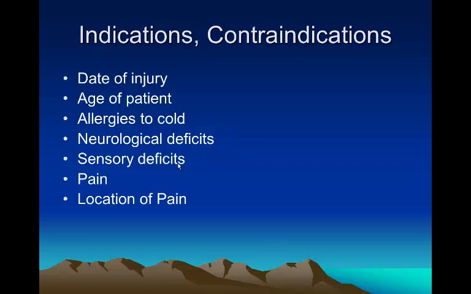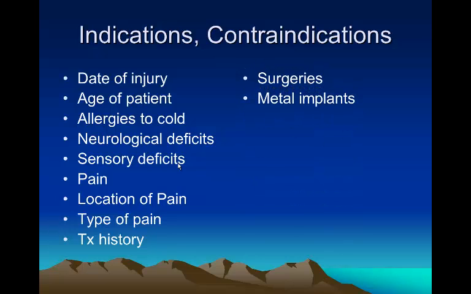Location of the pain. Are they having pain in their leg? Is that from a lumbar issue in the back, or is this just from a strained hamstring? Type of pain. Again, remember what I said. Acute pain is usually sharp, burning type pains, while chronic pain is more like a dull, achy type. The treatment history. Things that have worked, haven't worked. Surgeries. Metal implants. Again, that's a major contraindication for a lot of things.